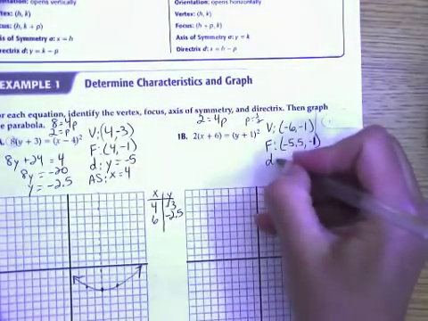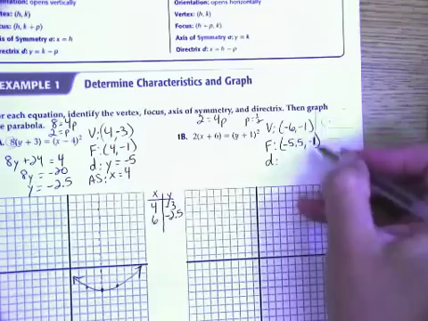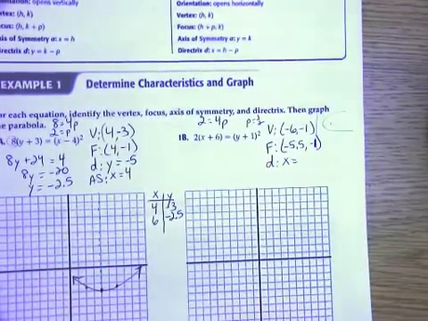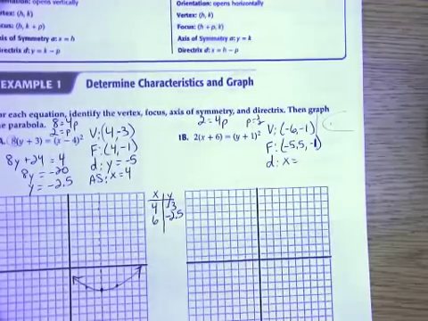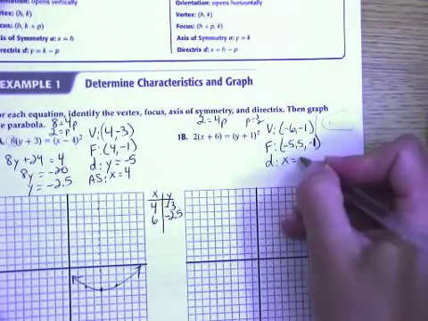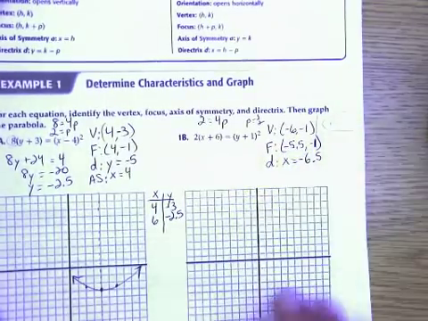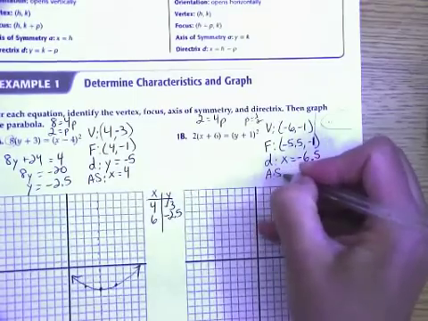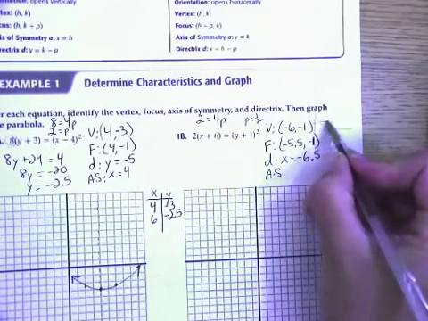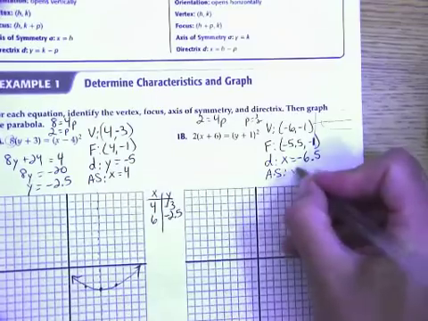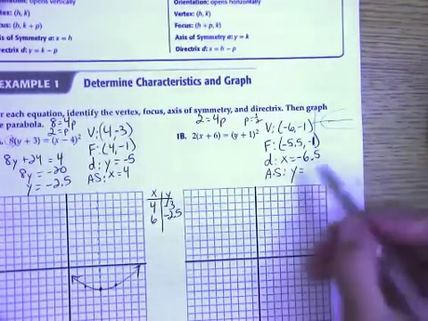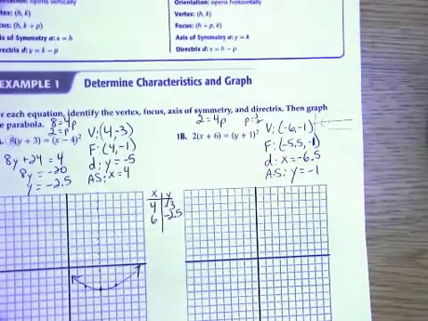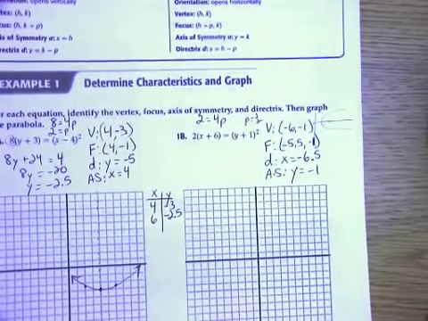The directrix, notice how I sketched it as a vertical line. That means it's going to have the equation x equals a number that is 1/2 to the left of this -6. So that's -6.5. My axis of symmetry is going to be a horizontal line. So I know it's going to have the equation y equals a number that is the y coordinate of my vertex. So y equals -1 is my axis of symmetry.